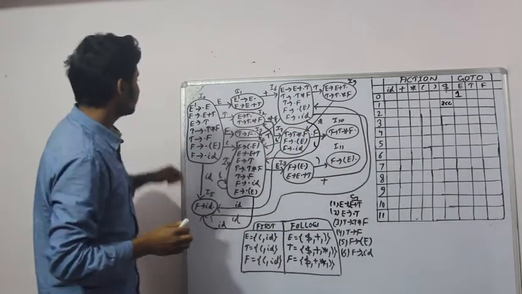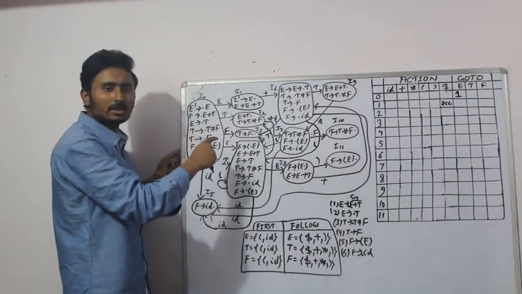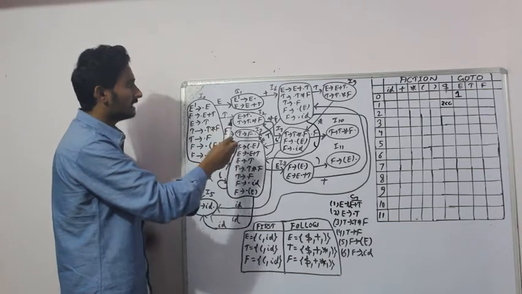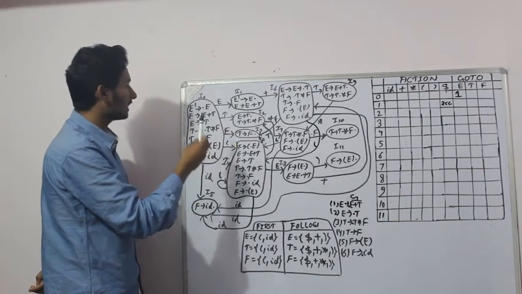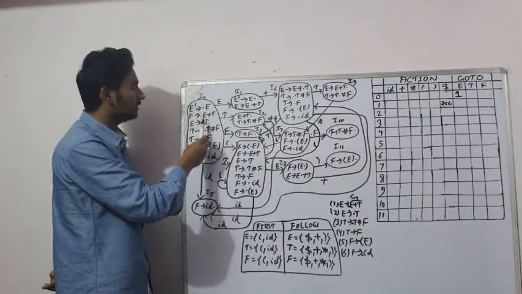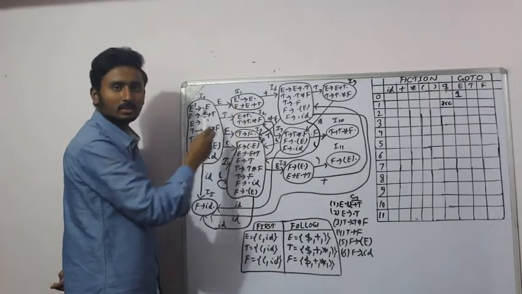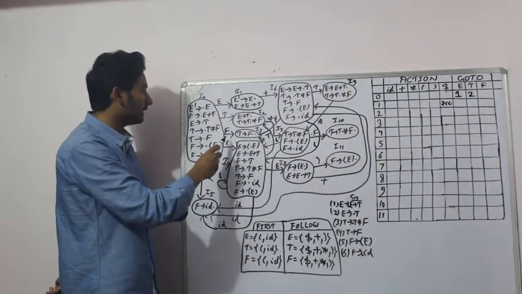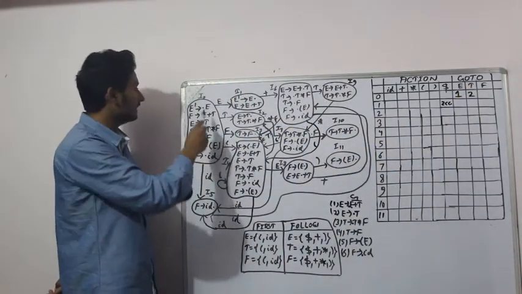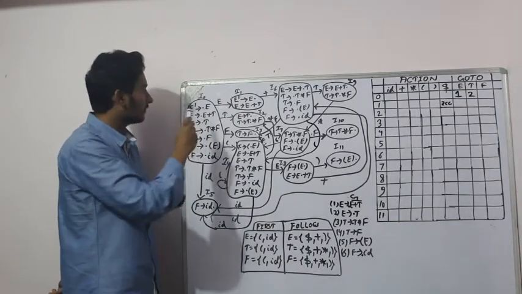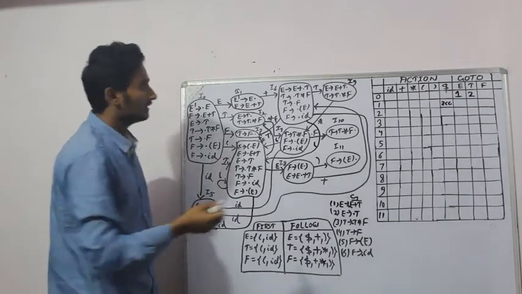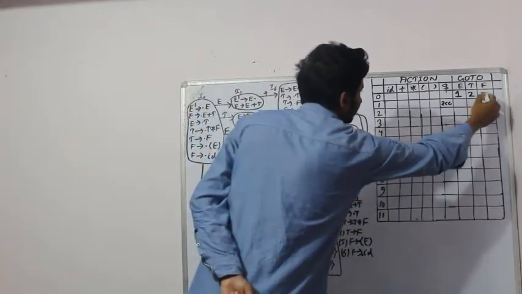Okay, now we will repeat the procedure again for T in the same manner. That means we are going to have a transition from state 0 to state 1 with the symbol T. So we will write here 2. We also have another non-terminal F, which means a transition from I0 to I3 with the symbol F. So we will write here 3.